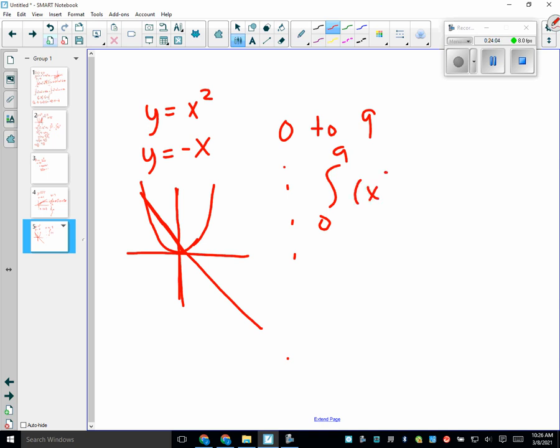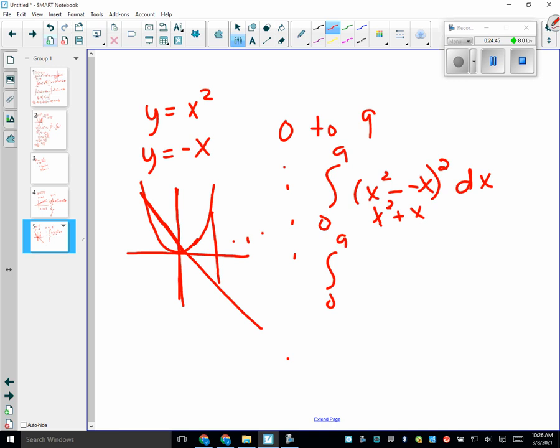Of x squared minus negative x squared dx. Is that right? I don't know why it could be like that. Isn't this one side of my square? I'm confused on where the square is sitting. Sitting just like this. We have to solve that. Yes, why not? Isn't this x squared plus x?